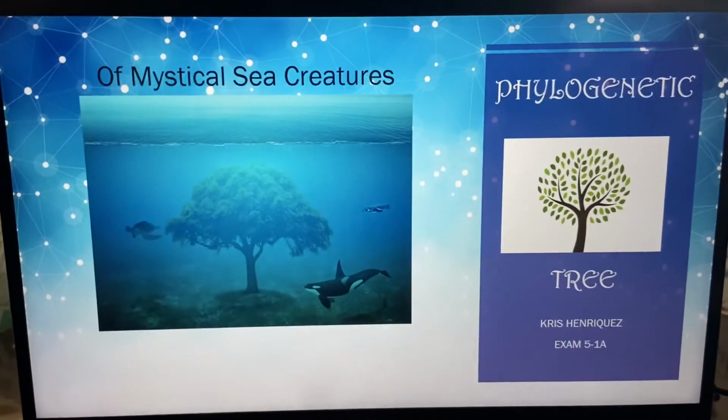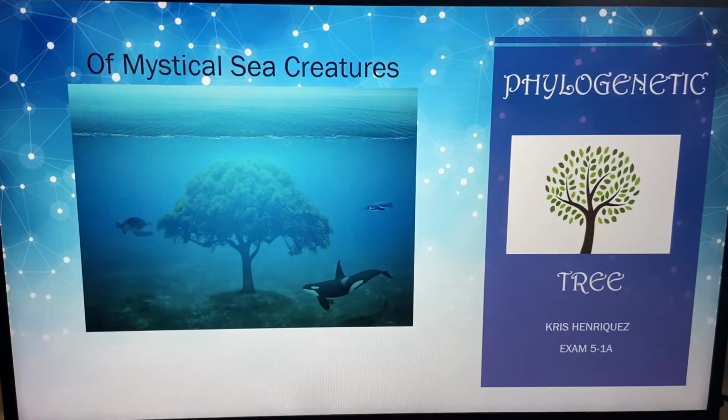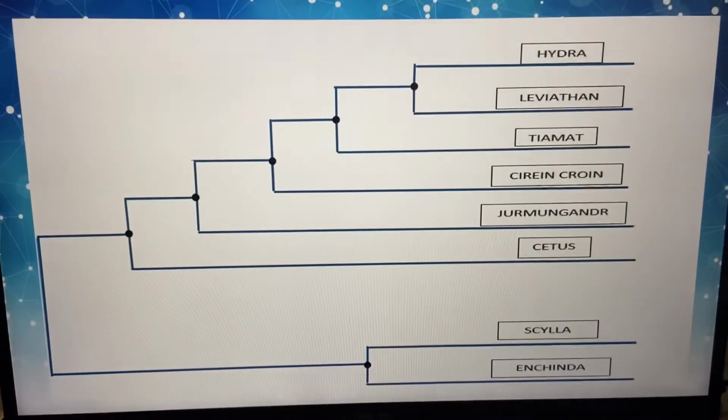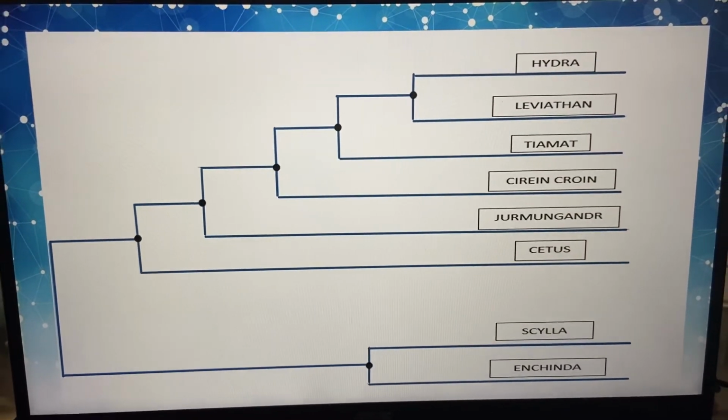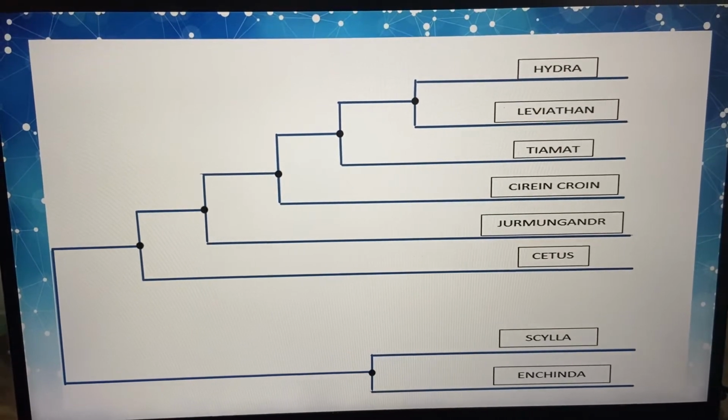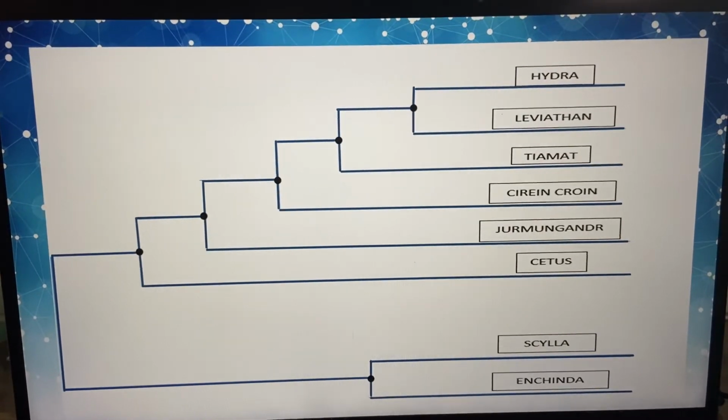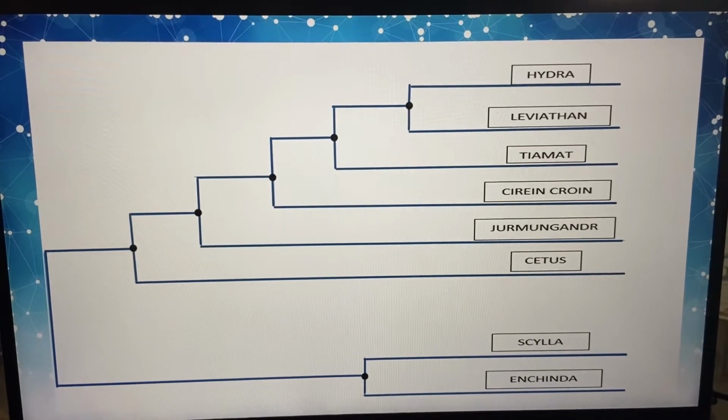This is my phylogenetic tree of mystical sea creatures. This is my rooted tree, which is used to study groups of like organisms. We use anagenesis, which shows the gradual evolution of a species.